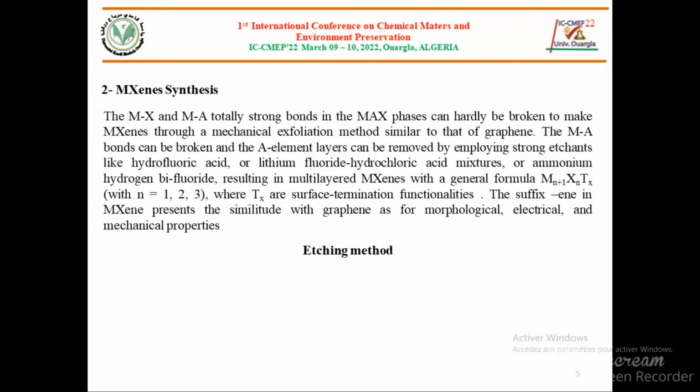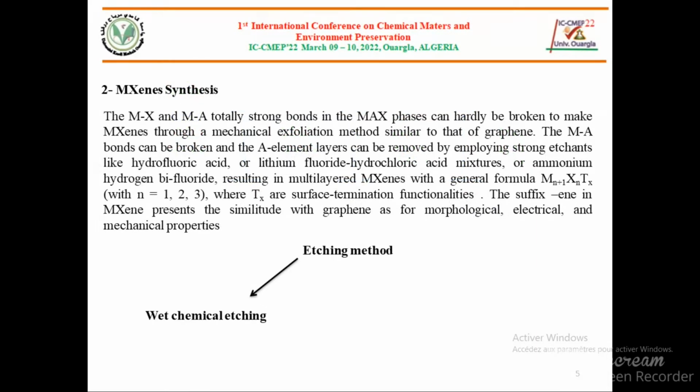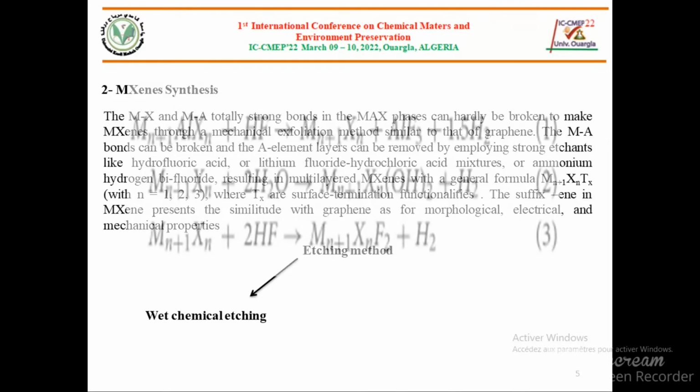Etching methods have been improved over the years, from initially dangerous HF etching to safe electrochemical etching. The difference in surface termination caused by the different etchants used affects the structural, electronic, and chemical properties. HF solution as an etchant is used to synthesize many MXenes such as Ti3C2Tx, Nb2CTx, V2CTx, and Ta4C3Tx. The proposed etching process for Al-based MAX could be expressed as the following equation.